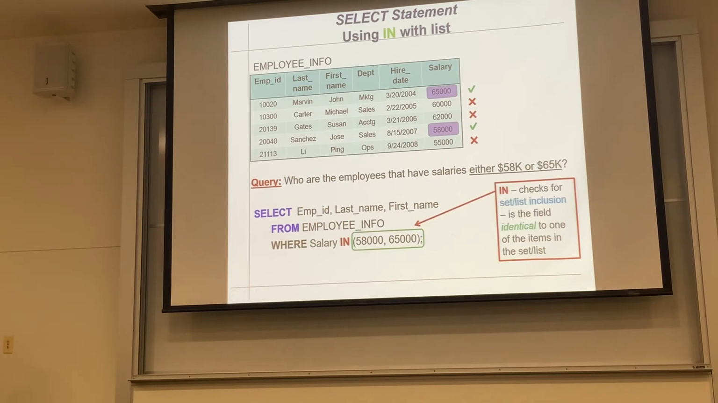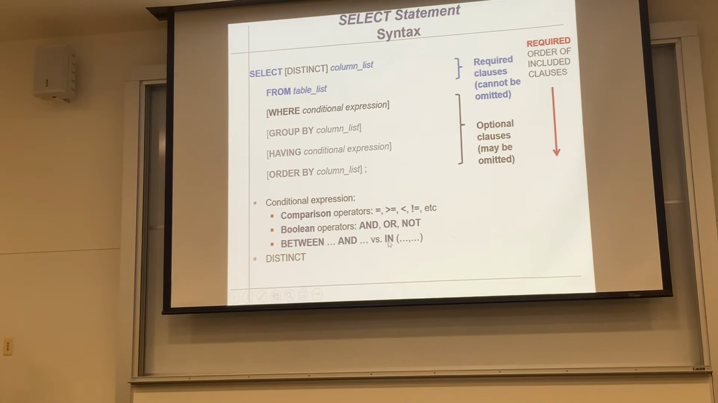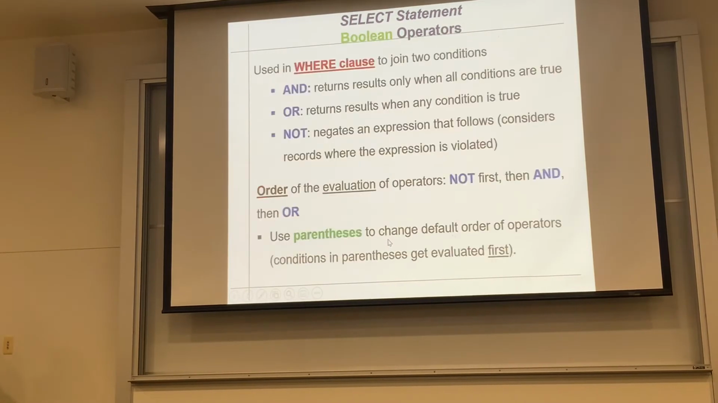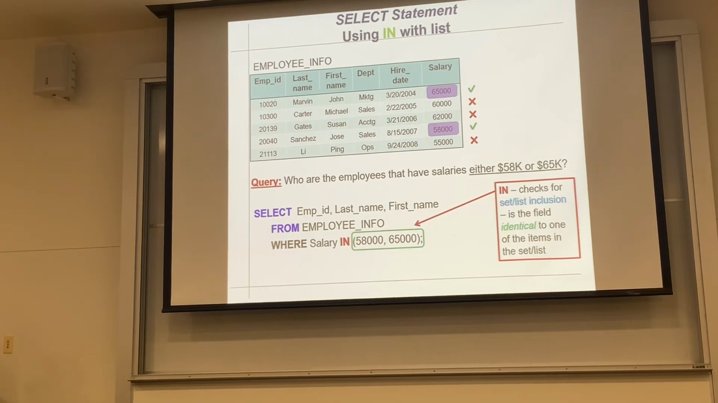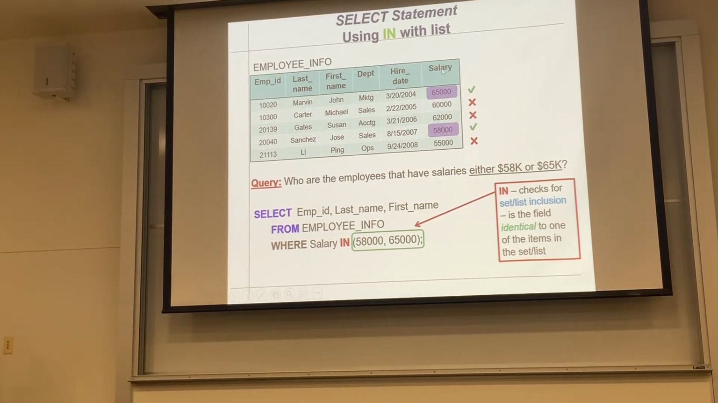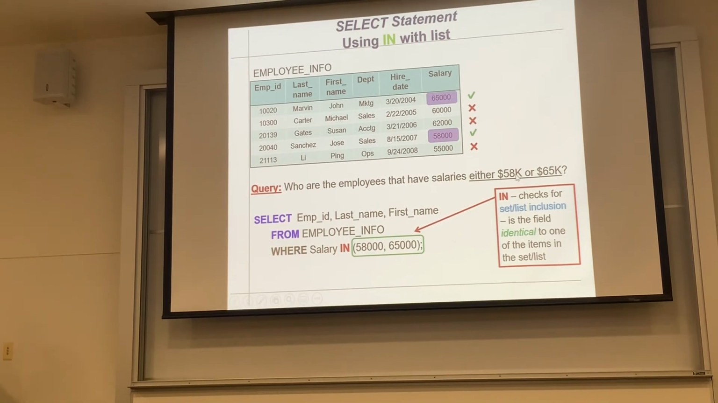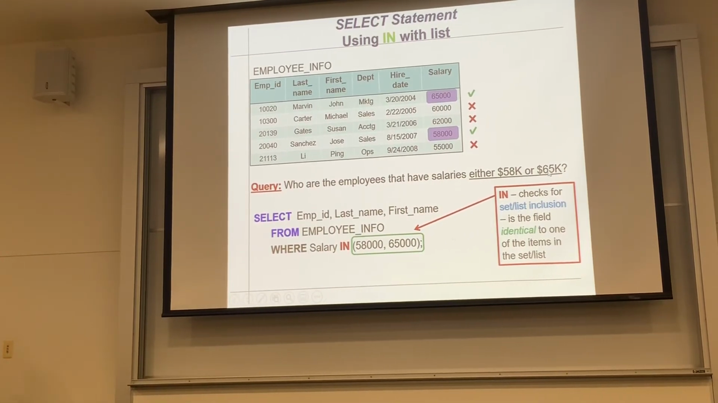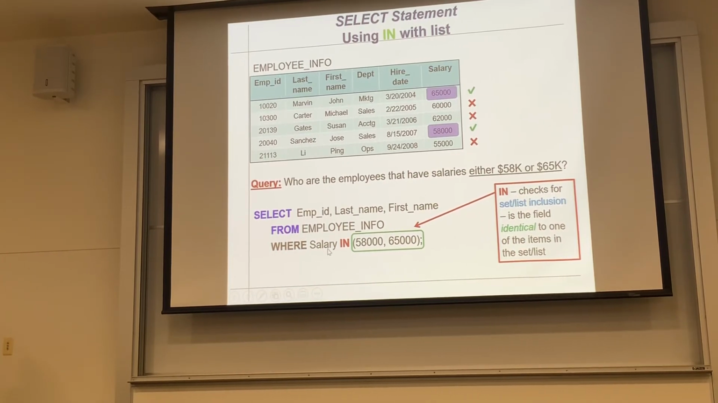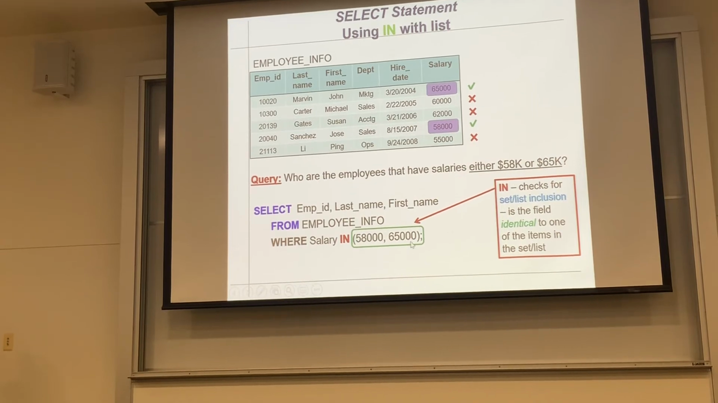You can also use one of these reserved keywords called IN. IN allows you to do a list. Okay, so if I wanted to find specific values here, in this case, I want to find anybody that has a salary of $58,000 or a salary of $65,000. Right? I could write this like where the salary equals $58,000 or the salary equals $65,000.